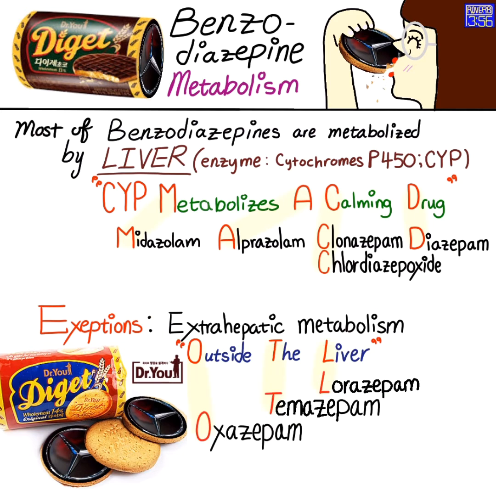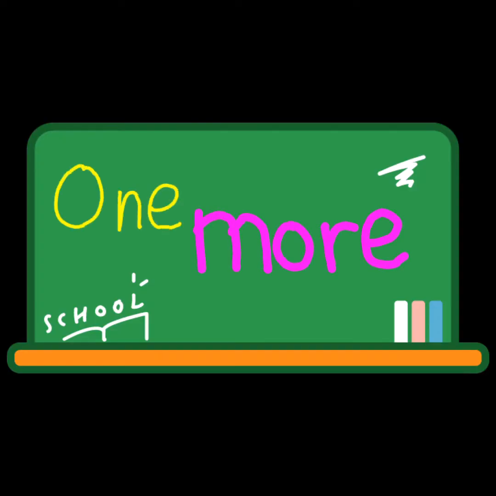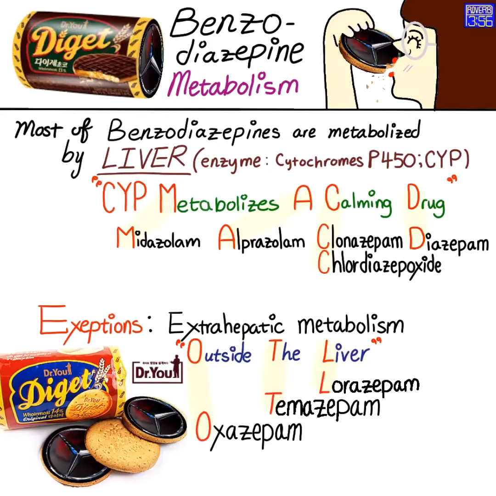O in outside stands for oxazepam. T in the stands for temazepam. L in liver stands for lorazepam. O stands for oxazepam, T stands for temazepam, L stands for lorazepam.